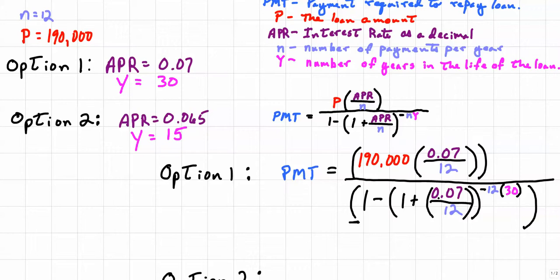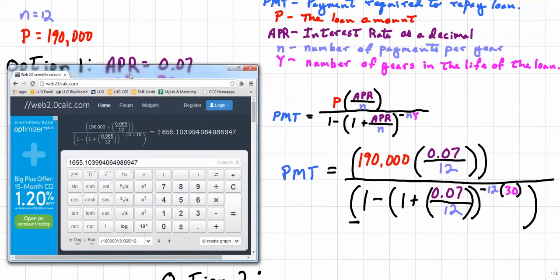of N. In the denominator, once again, 0.07 in place of APR, 12 right here in place of N, 12 here in place of N, and then 30 in place of Y. And then we're going to put that into the calculator and we're going to come up with our answer.